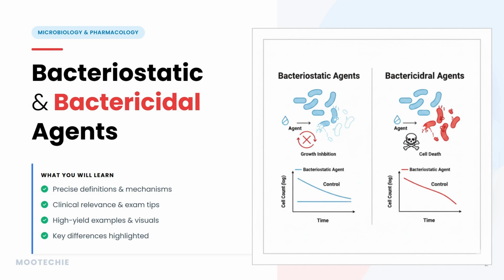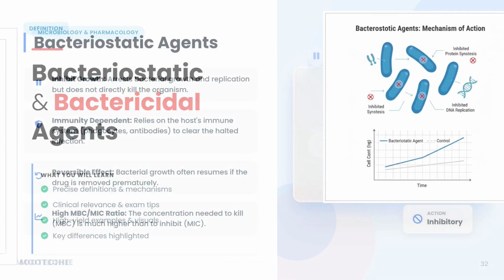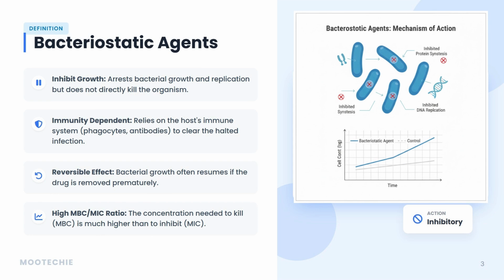The two graphs show the core difference. One plateaus growth, the other shows a steep drop in bacterial count. Definition: bacteriostatic agents. Point 1. Inhibit growth. This means the agent arrests bacterial growth and replication but does not directly kill the organism. Think of it as pushing pause on the bacteria's life cycle.